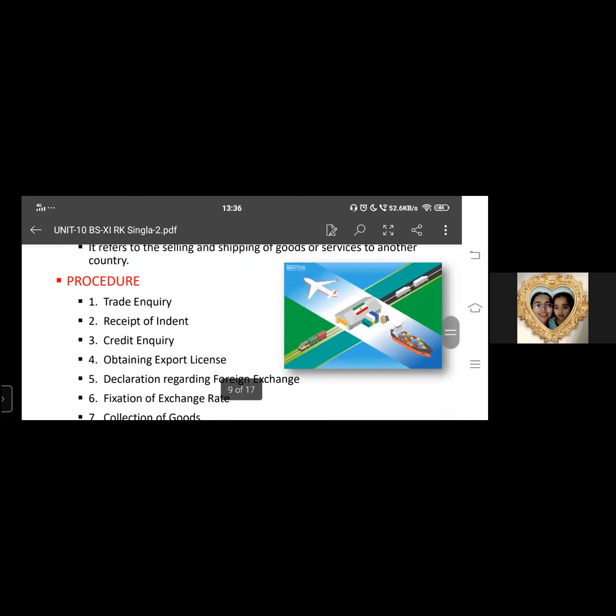Now, procedure, next point. Firstly, the trader who wants to export has to contact some export commission agent. The export agent or export broker, with their help, he can find out the place where his product is in demand. Export agent, export broker, या फिर जो goods को इधर उधर export करवाते हैं, वो agents जो होते हैं, उनके through ये लोग जानकारी निकलवाते हैं, information निकलवाते हैं कि कहाँ पर उनके product की जो demand है, वो सबसे ज़्यादा है.